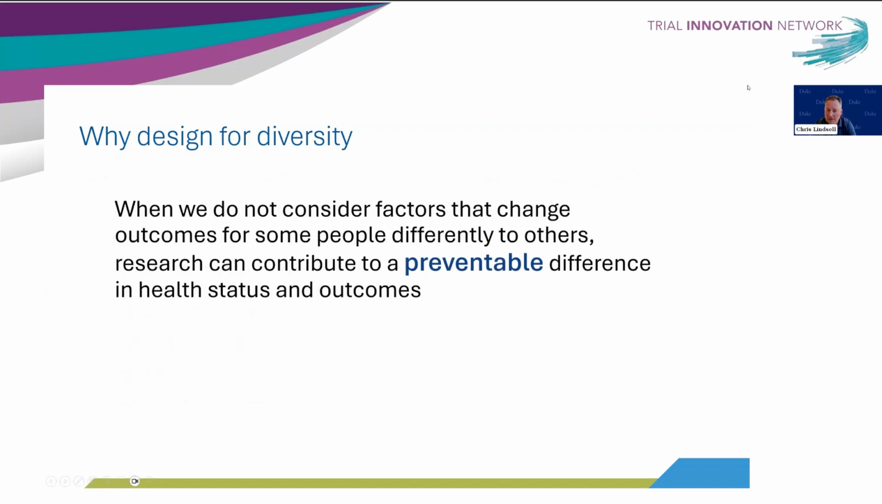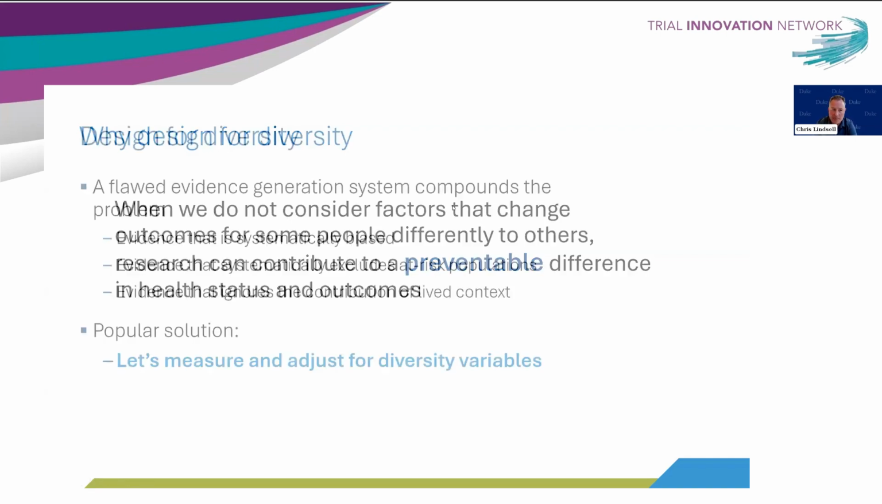So when we do not consider factors that change outcomes for some people differently to others, research can contribute to a preventable difference in health status and outcomes. This is a critical statement, and I posit that to this point in time, clinical research has contributed to health disparities by failing to design for diversity and failing to acknowledge factors that contribute to understanding what changes outcomes for some people and not for others.